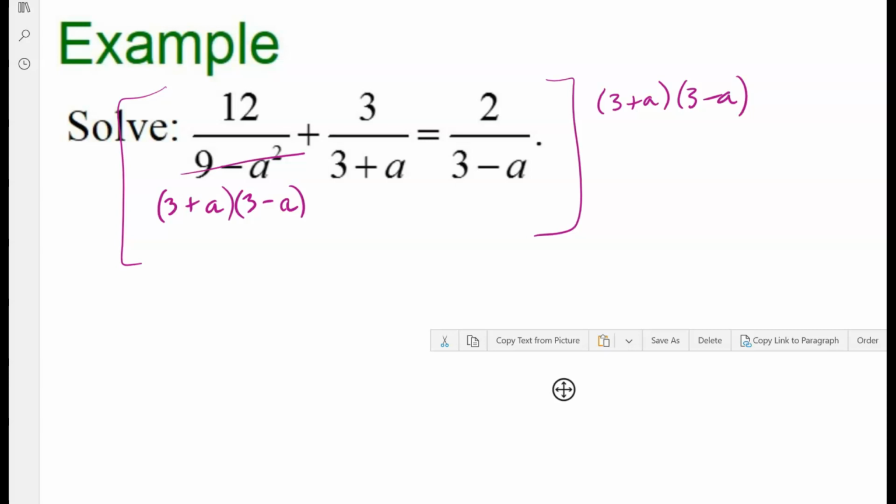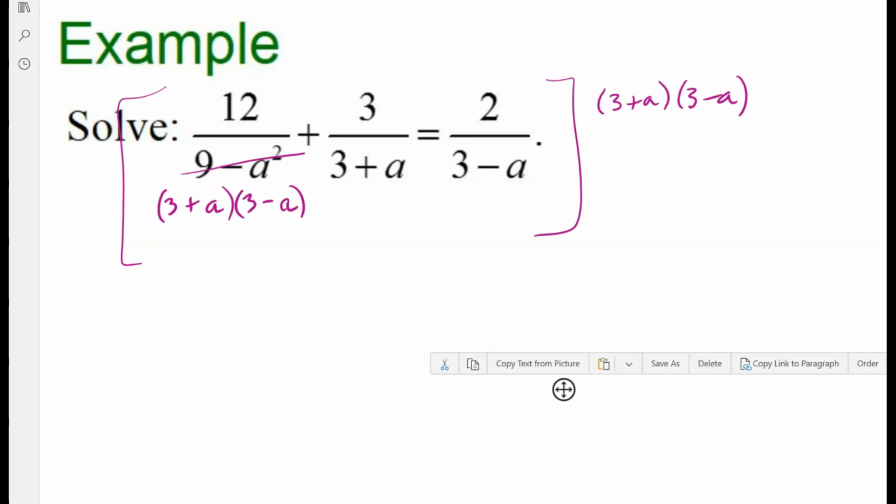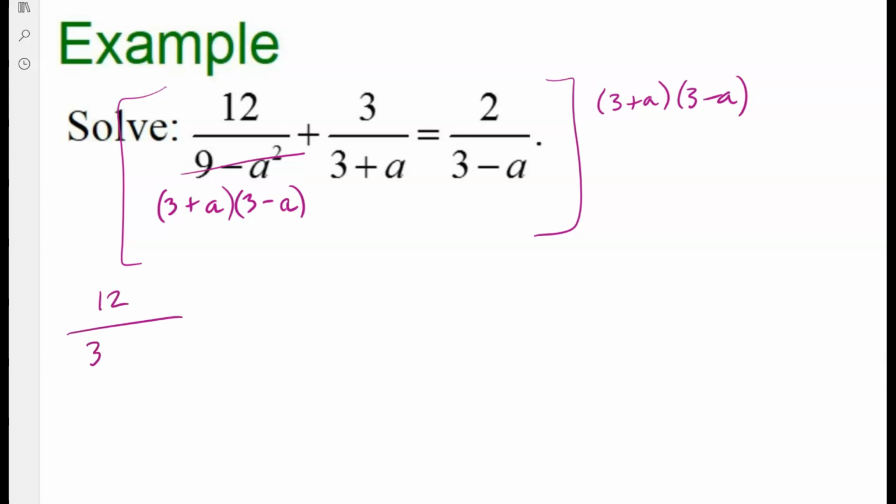So now let's multiply it together. If I multiply 12 over 3 plus a times 3 minus a times 3 plus a times 3 minus a, do you see that you've got two factors of 1 there? What are you left with when you do that multiplication? We can write it out. 12 over 3 plus a times 3 minus a multiplied by 3 plus a times 3 minus a. That's a factor of 1. You just get 12. That's a factor of 1.